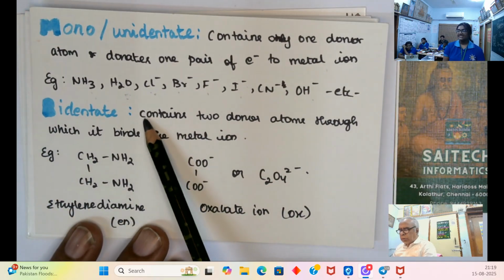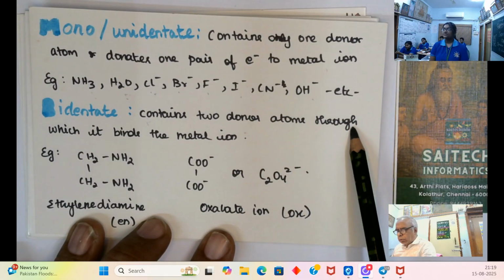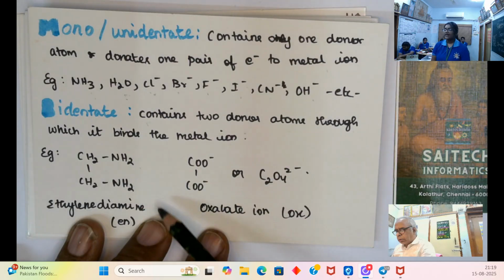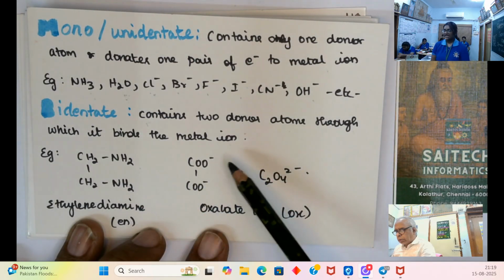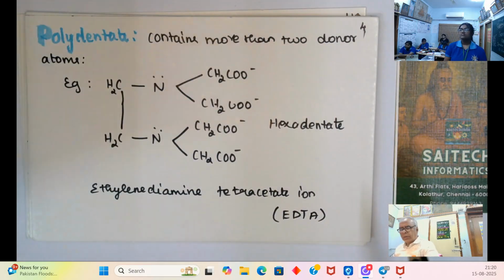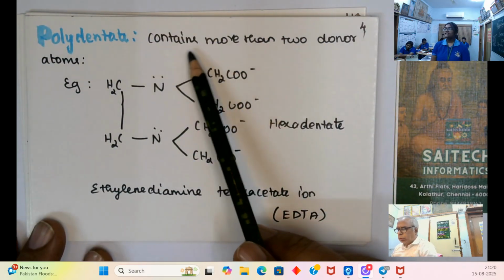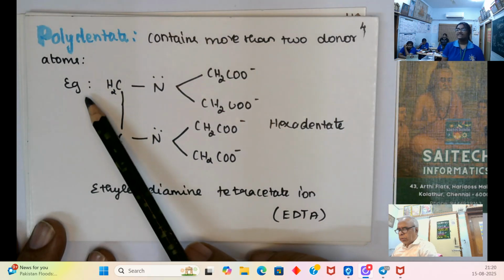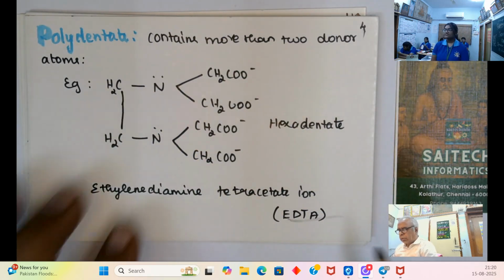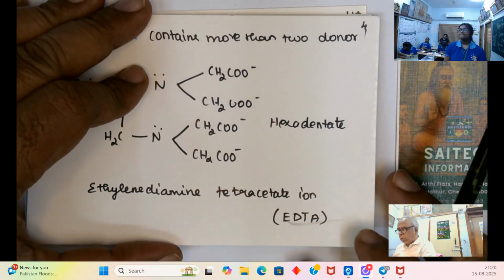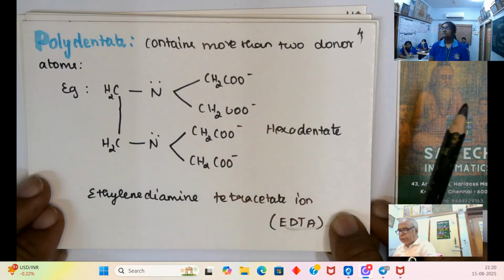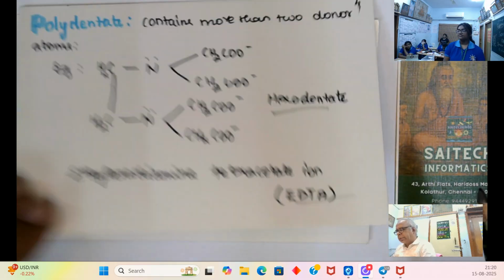Next is bidentate, which contains two donor atoms through which it binds the metal ion. Examples are ethylene diamine, also represented as en, and the oxalate ion. Polydentate contains more than two donor atoms. Example: ethylene diamine tetraacetate ion, EDTA. At how many places can it have a point of attachment with the central metal atom? Excellent.